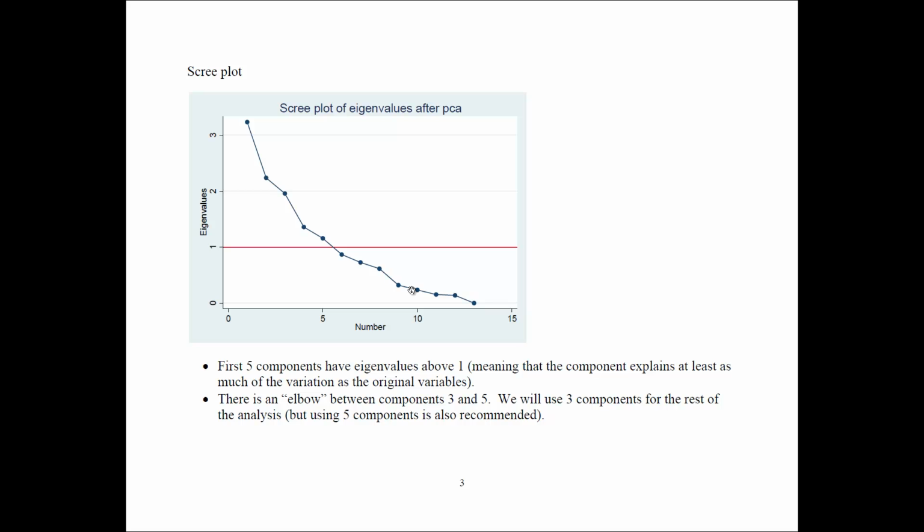So if you want to retain 5 components, that's okay: 1, 2, 3, 4, 5. You can keep those that have an eigenvalue above 1. Another rule is that you need to look where there's an elbow or a break, and you could argue that the first 3 account for a lot of the variation already, and there's a significant break, and the rest are now getting very close to 1. So you can also use 3 components, and I will use 3 components for the rest of the analysis just because it will be a little bit easier to interpret things. But again, 5 components is recommended, and you could use this as well.